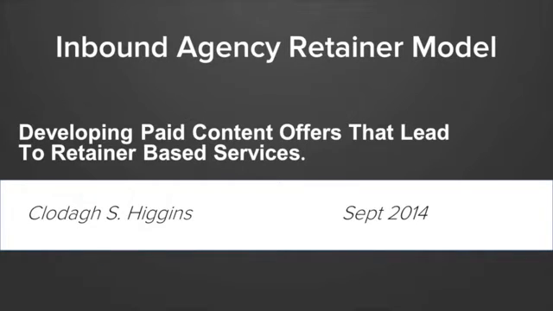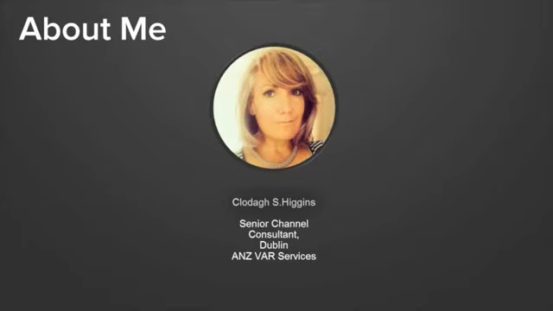So this is looking at developing paid content offers for your agency that are going to lead to retainer-based services. What we're going to cover in this training is why do you need this, what it could look like, the types of agencies it's for, and some things to watch out for. And we'll make some room at the end for some questions.